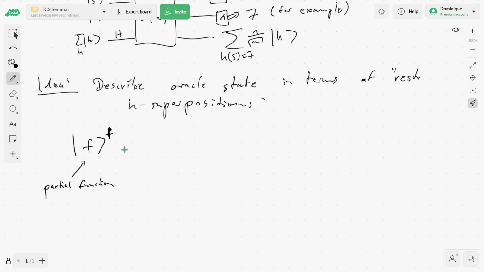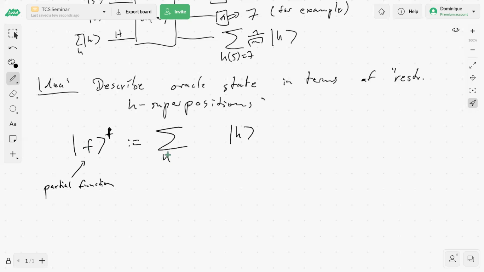So cat f for the compressed oracle state is defined to be the sum over all h, cat h, but restricted to h's in a certain way. Since this is a partial function, for some inputs it will give us an output, and for some inputs it doesn't give an output. For the inputs where it doesn't give an output, this means that we don't want to constrain the oracle at this place. But for any input where it does give an output, there we want that the oracle also gives that output.